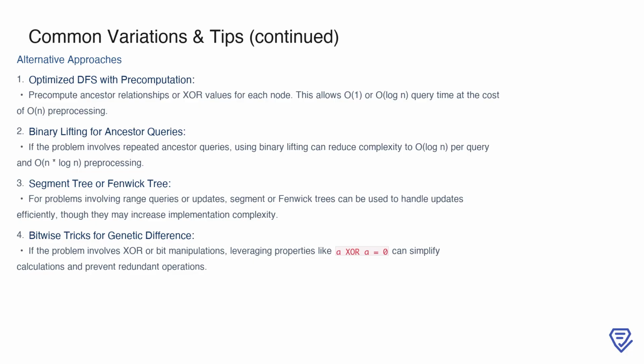For problems involving range queries or updates, you might also consider using a segment tree or Fenwick tree. These structures are highly efficient for such operations, though they can increase the implementation complexity. Lastly, if the problem involves XOR or other bitwise manipulations, leveraging bitwise tricks can simplify your logic. For example, taking advantage of properties like A XOR A equals 0 can eliminate redundant operations and improve clarity. By understanding and applying these techniques, you can tailor your solution to different variations of the problem effectively.